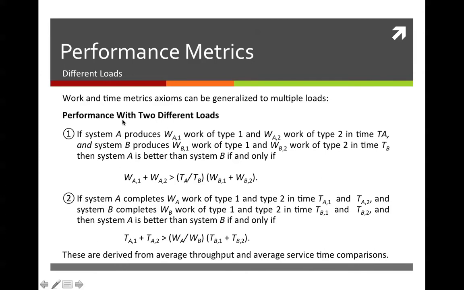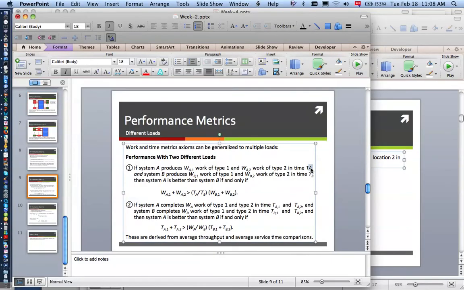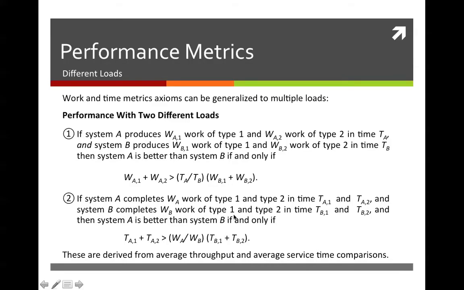So for that, what we need to do is to basically consider two types of load, compare those in time or work terms, but then we actually pick two types of work. So if system A produces WA1 work of type 1 and WA2 work of type 2, so these are two different types of work, and it takes TA time to do this. Now, it's the time that it takes, that is TA. And system B produces WB1 work of type 1 and WB2 work of type 2 in time TB. Now that's what we assume.